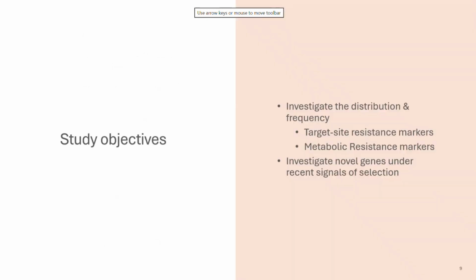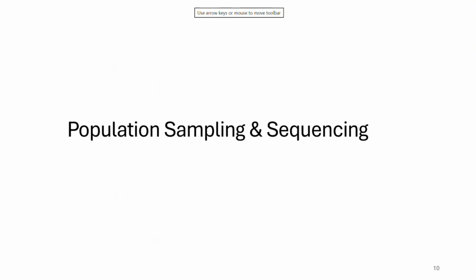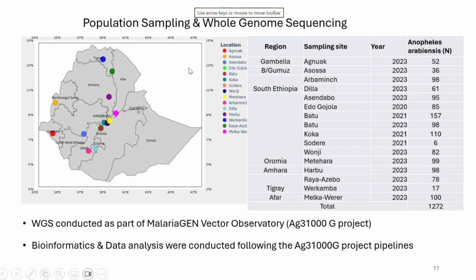So our objective is to investigate the distribution and frequency of both target site and metabolic resistance markers. We also want to look into the novel and known genes which are under recent signals of selection. For our approach, we sampled Anopheles mosquitoes from different regions of the country across multiple sites, which we assumed can represent the country's heterogeneous eco-epidemiology. And we sampled these mosquitoes during the major transmission season and also during the minor transmission season.